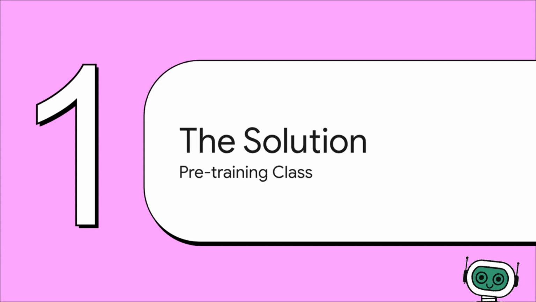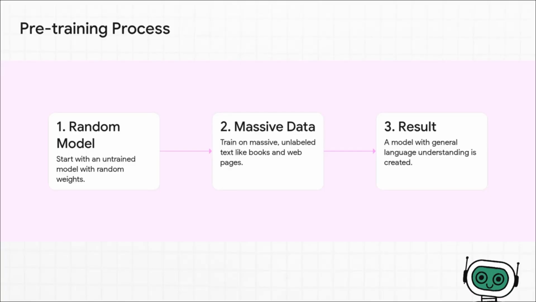So the solution is pretty logical. Before we ask the model to do any specific tasks, we first enroll it in a massive language class. And that's really all pre-training is. It's this foundational learning phase where the model's only job is to figure out the patterns and structure of human language. The process itself is actually pretty straightforward. We start with a neural network architecture, like a transformer, but its internal weights are all just random numbers. It knows absolutely nothing. Then we just show it a huge amount of text. We're talking a big slice of the internet, millions of books. By processing all this data, the model slowly adjusts its own weights, building up an internal representation of how language works.